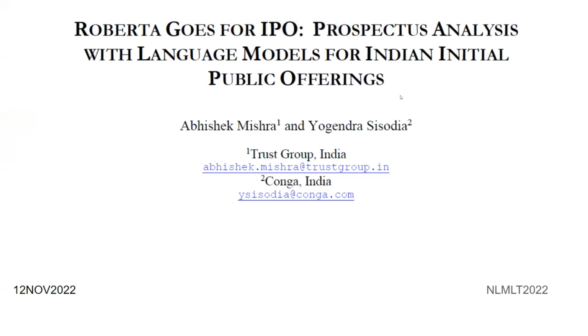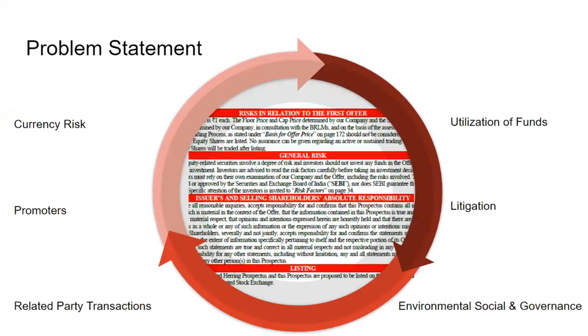Yep. So I shall start with the problem statement. This problem statement was given to me by my co-author, who is a practitioner in fixed income as well as equity research. The problem statement is something like this: whenever a company applies for an IPO, they have to submit to the whole public something called a prospectus, which you might have seen during an IPO.